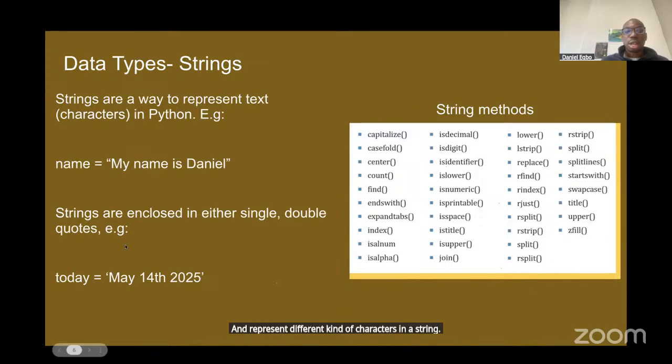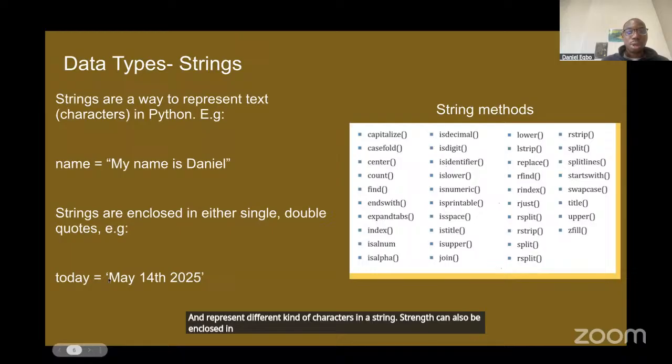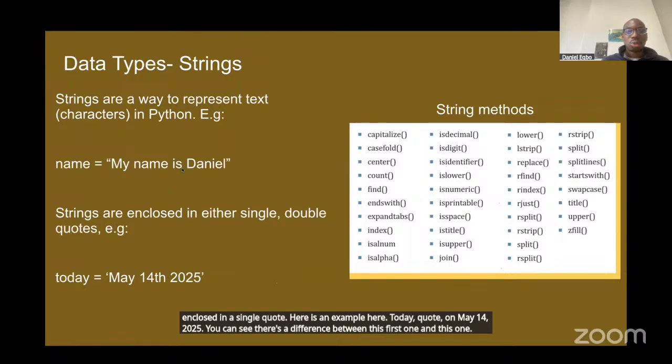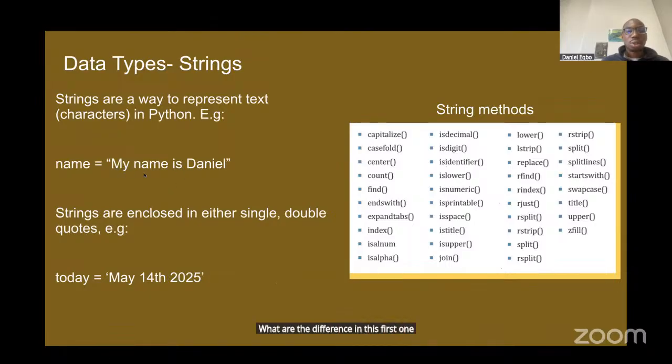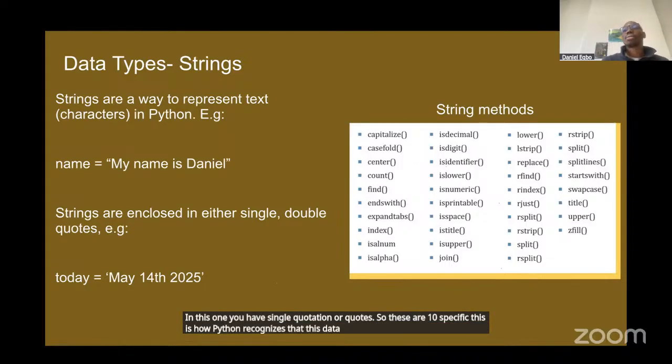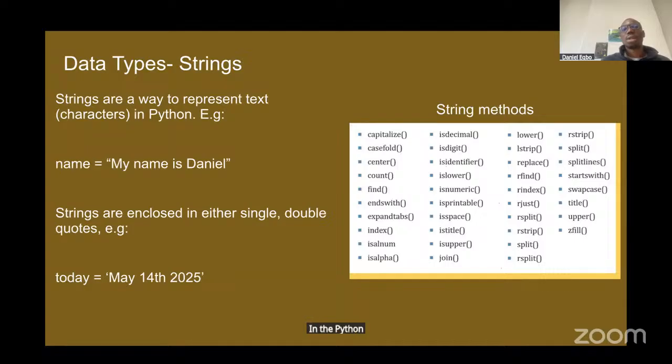A string can also be enclosed in a single quote. Here is an example, today equal to May 14, 2025. You can see there's a difference between this first one and this one. In this first one, you have double quotation. In this one, you have single quotation. This is how Python recognizes that this data type is a string, so you want it to be a representation of text in the Python programming language.